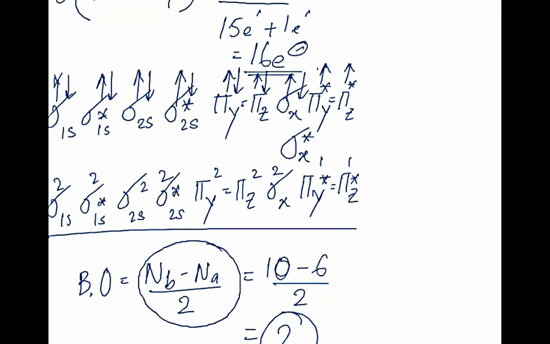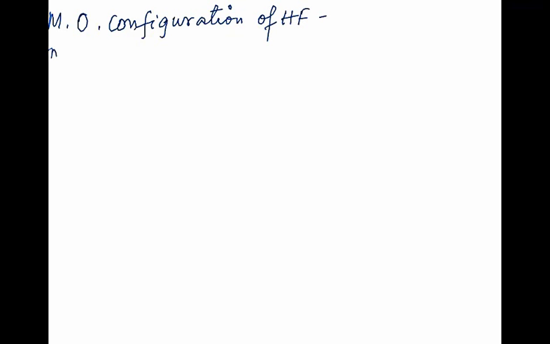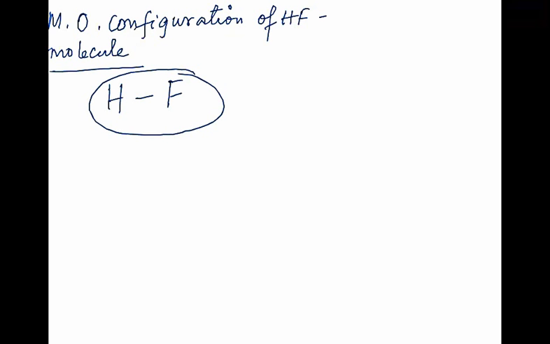Now one good discussion will be about the molecular orbital configuration of the hydrogen fluoride molecule. Hydrogen fluoride is also a heteronuclear diatomic molecule. So let us discuss the MO configuration of the HF molecule. So this is composed of one hydrogen and one fluorine atom. So this gives rise to the hydrogen fluoride.